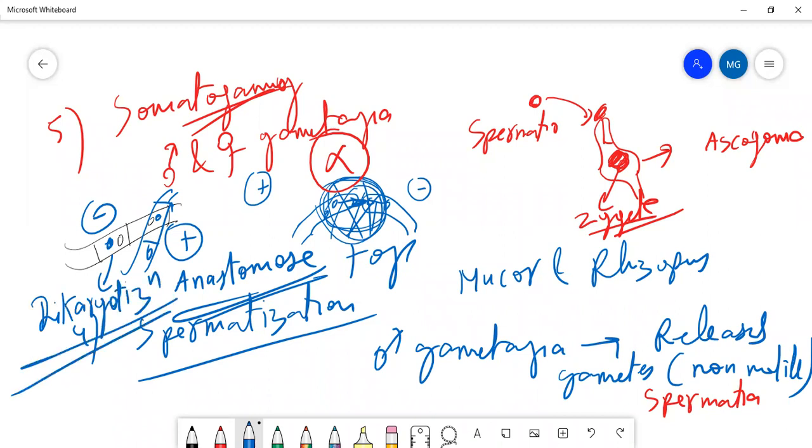Dikaryoticization will take place, and finally followed by karyogamy. Okay, so fertilization will take place. Dikaryoticization, two different nuclei in the same cell, followed by what? Followed by nuclear fusion. So this is what is somatogamy. So we have seen different methods of sexual reproduction in the case of fungi.